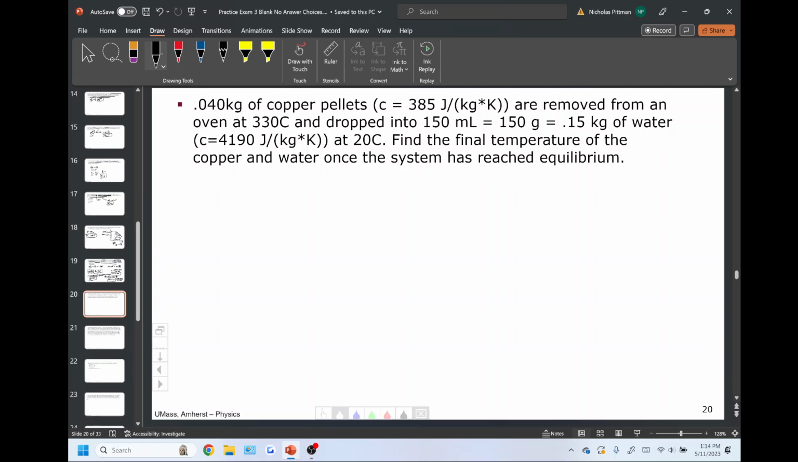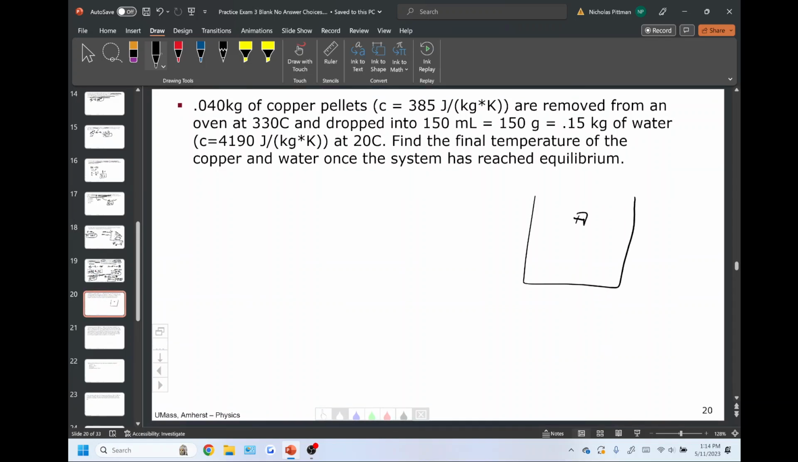Okay, this is a traditional calorimetry problem. We have hot copper being placed into cold water. I think we assume that the copper is not big enough to boil this much water, so let's just assume that for now. And if we find the final temperature is greater than 100 degrees for the water, then problems will happen.